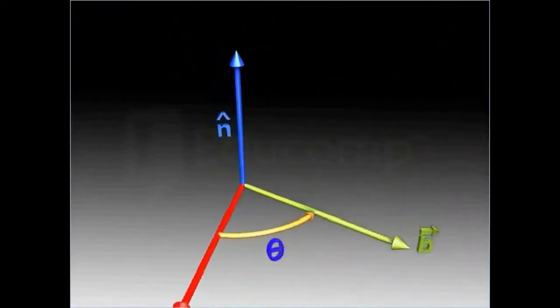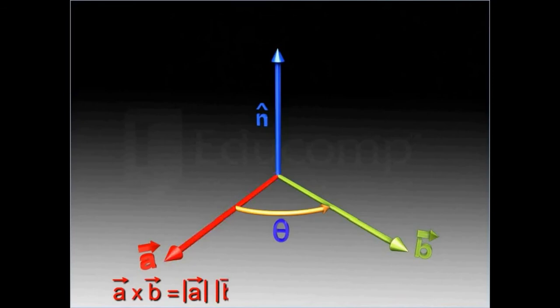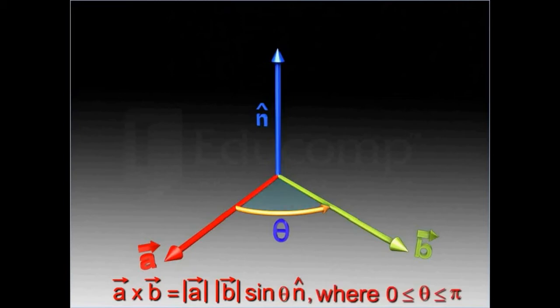Cross product of non-zero vectors A and B is defined as the product of the magnitudes of vector A and vector B, sine theta and unit vector n, where theta is the measure of smaller angle between vectors A and B, and unit vector n is a vector perpendicular to vectors A and B both.